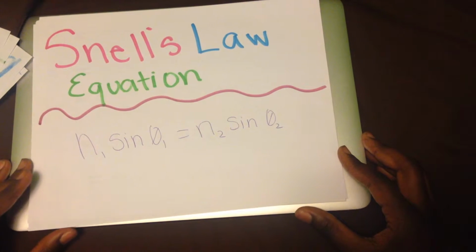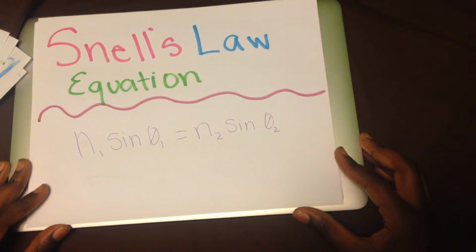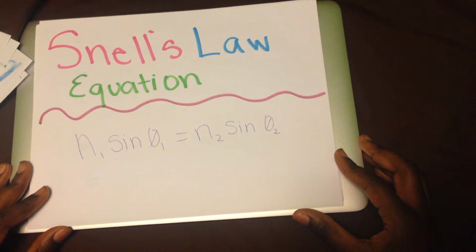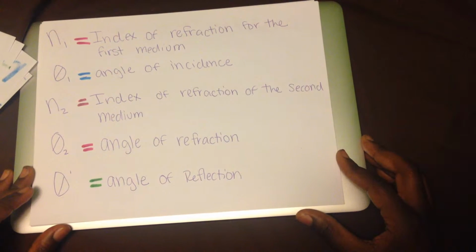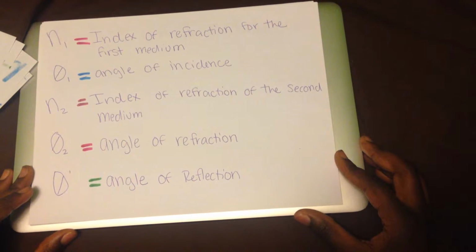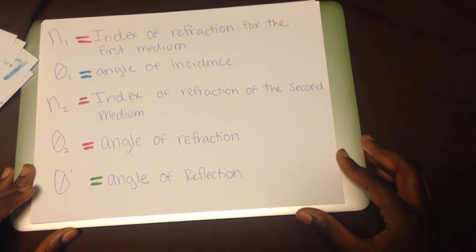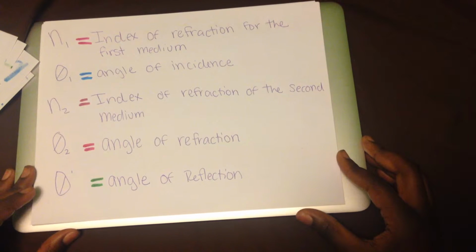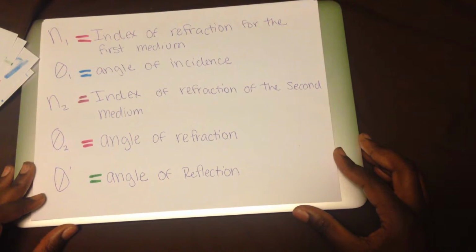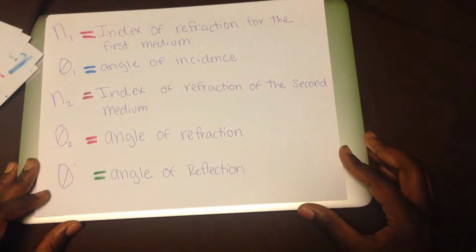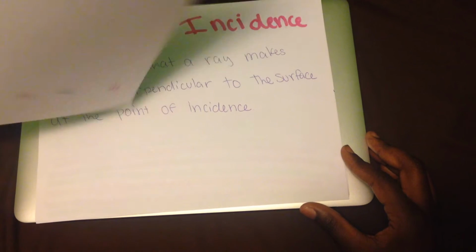So now we dive into Snell's law equation. The Snell's law equation is n1 sine theta 1 equals n2 sine theta 2. n1 equals the index of refraction for the first medium, theta 1 is the angle of incidence, n2 equals the index of refraction for the second medium, theta 2 equals the angle of refraction, and theta to the first power equals the angle of reflection, but for our specific problem we're not going to be using that.